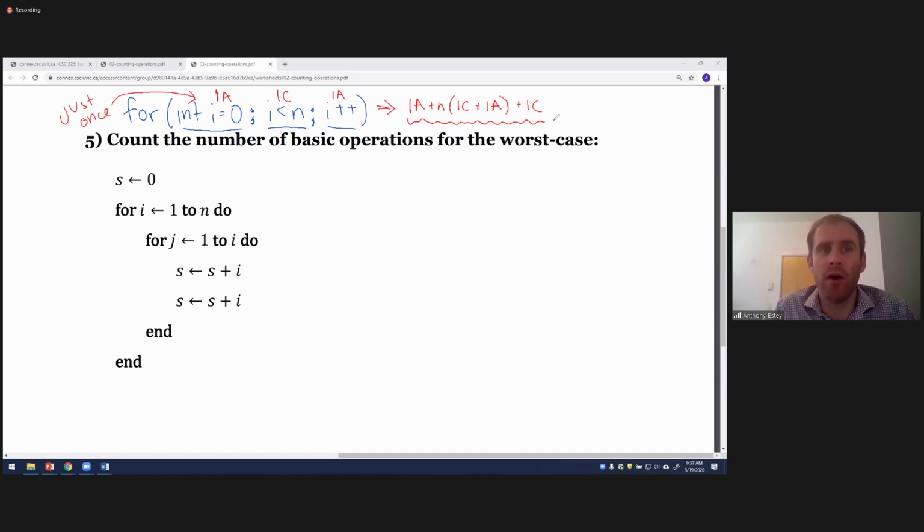Any questions about the for loop stuff? Or how we're getting that general form in terms of the number of assignments and conditions for this?